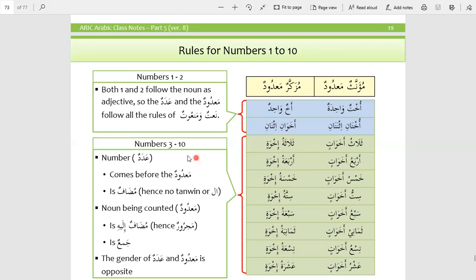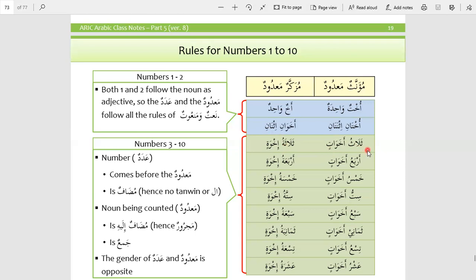Let's look at 3 to 10. The adad, which is the number, always comes before the mawdud. Let's look at this. Thalathatu ikhwatin. They come before the mawdud. So we are saying the number thalathatu, which is the number, the adadun, and ikhwatin is mawdud. And look at the number, let's look at how it is.